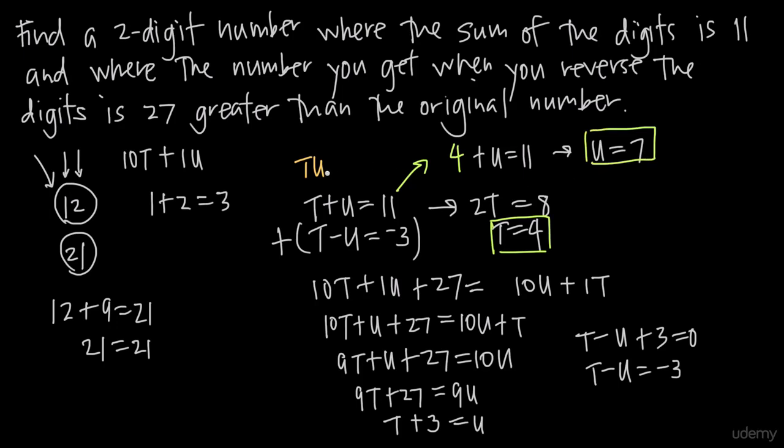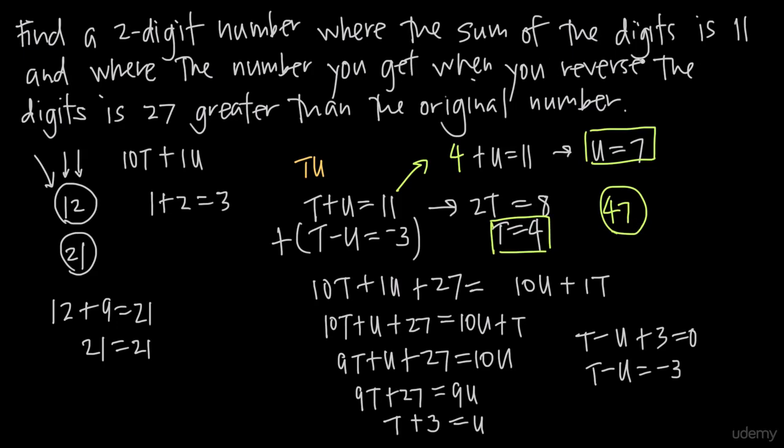Remember that we said our original number was TU, with T and U right next to each other. So if we put these together as T and U, we get an original number of 47. So this should be our answer, but let's check to make sure that it fits all the criteria we were given in our original problem. So it says, find a two-digit number, this is a two-digit number, where the sum of the digits is 11. Well, 4 plus 7 is 11, so we're good there.